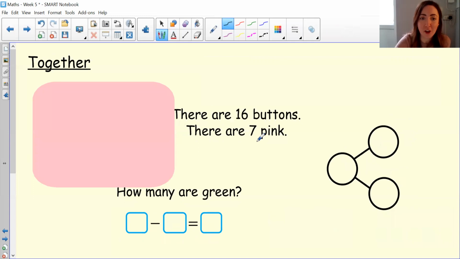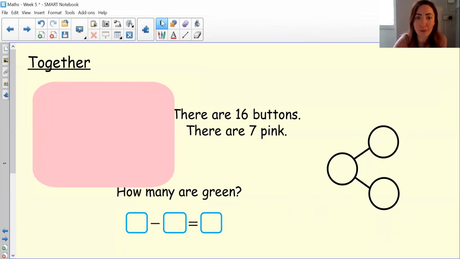Okay, time for you to have a go. Now this time we can't see the picture. It is under this box here, and I will move it in a minute so we can check. But I'd like you to have a go at this one on your own. So I'll read it to you and then pause the screen to see if you can write the part whole model and the number sentence. So there are 16 buttons, 16 this time. There are 7 pink, so 7 pink buttons. How many are green? So same question as last time, just with different numbers. Okay, pause here to have a go.